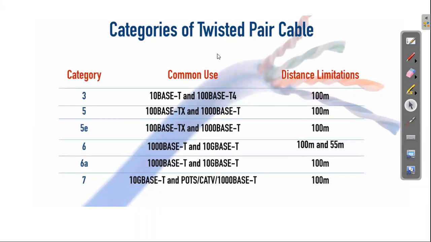The categories of twisted pair cables: category 3, 5, 5E, 6, 6A, and 7. Nowadays, we are using 10GBASE-T and so on. Cat3, 10BASE-T. So actually, all the categories can transmit the signal up to 100 meters.